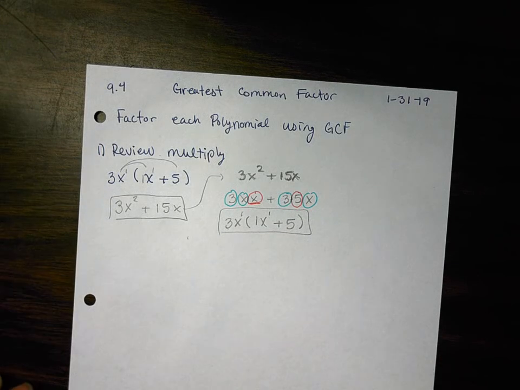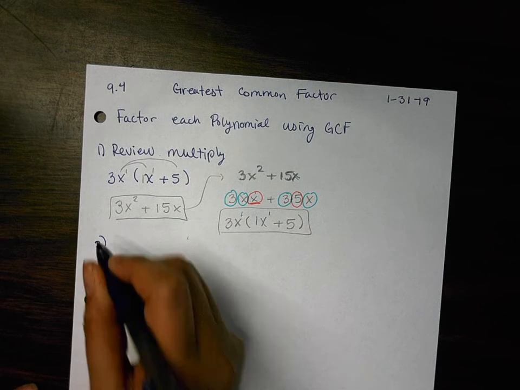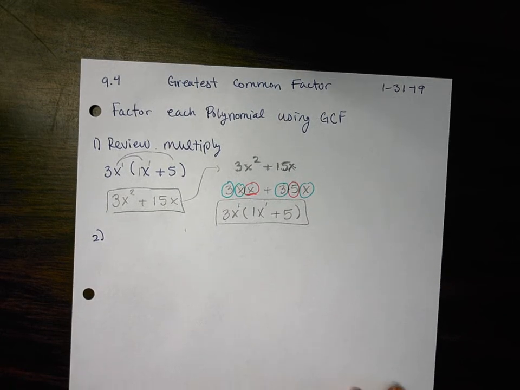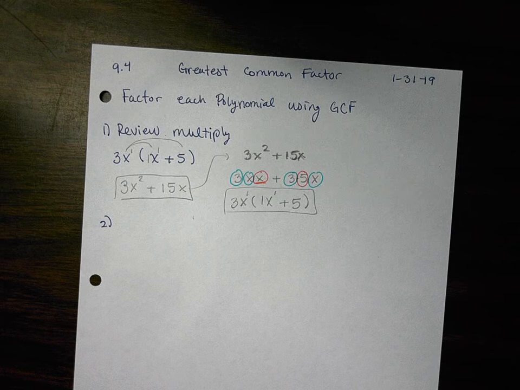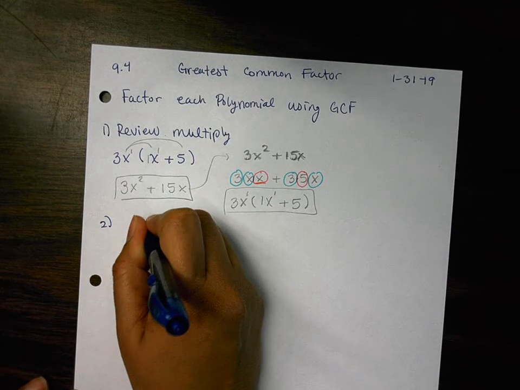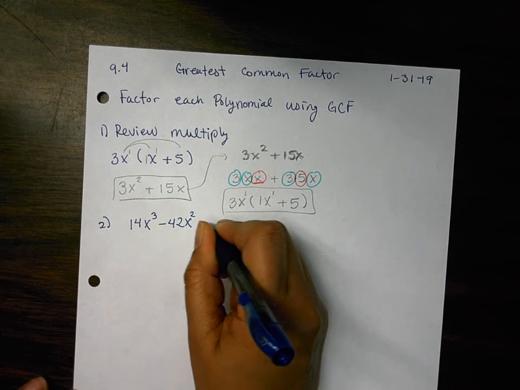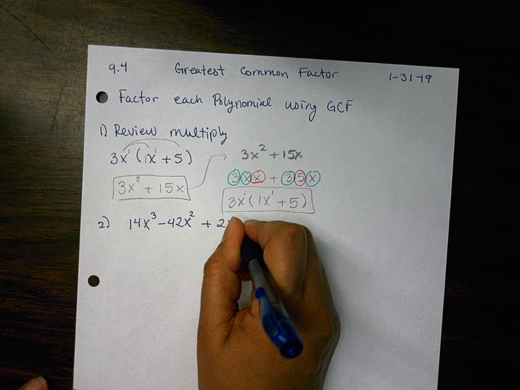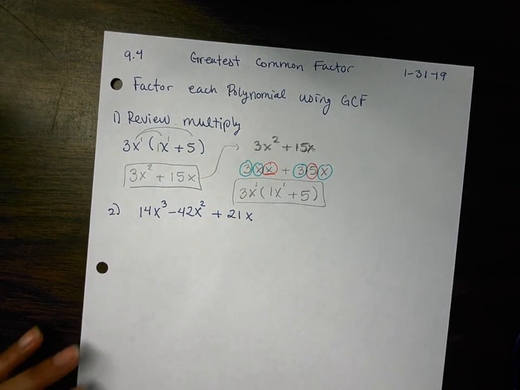Okay, let's try another one. Number 2. Listening, please. This next one, I'm going to do the factor tree again. I'm going to give you some shortcuts. If you don't want to do the factor tree, that's perfectly fine. 14x to the third minus 42x squared plus 21x. And because you have calculators, you can figure out what numbers go in.